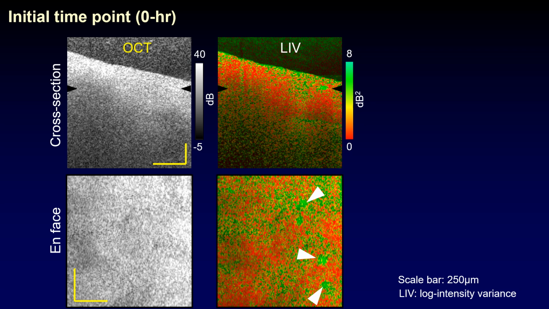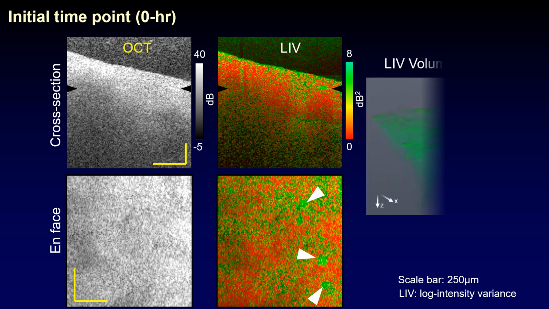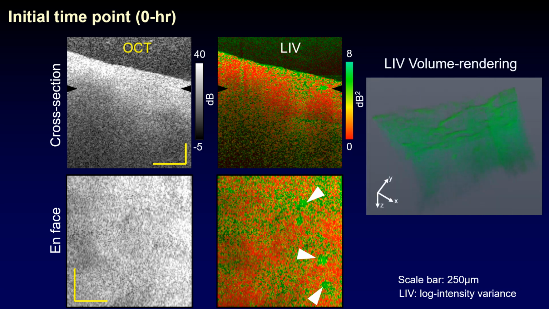To further investigate the appearance of these high dynamic spots, an LIV volume rendering image was generated by applying an intensity thresholding procedure. We can now observe the vessel-like structure that corresponds to the high dynamic spots in the LIV images. It is noted here that the vessel, which cannot be observed in the OCT image just after the sacrifice, like in healthy liver, is given high contrast in the LIV image, allowing us to identify the vessel and surrounding tissue.